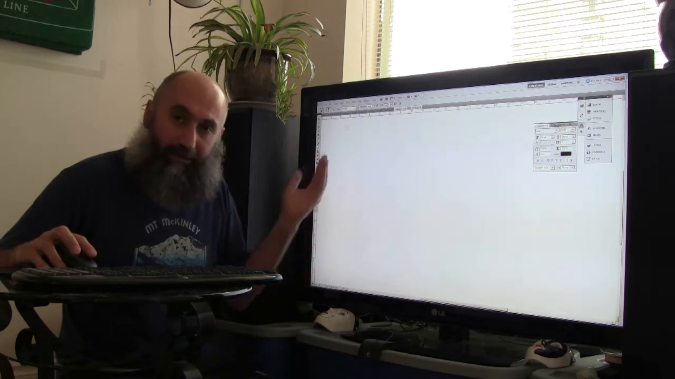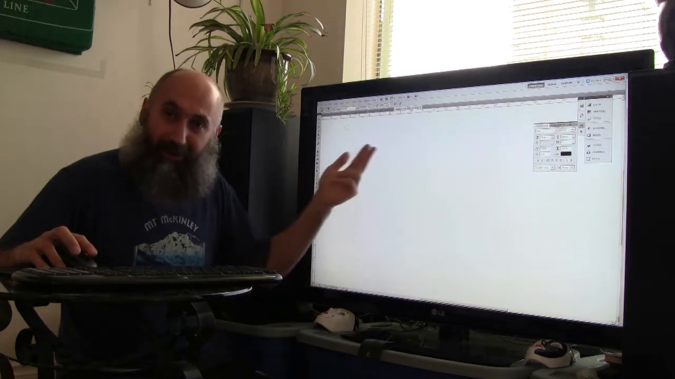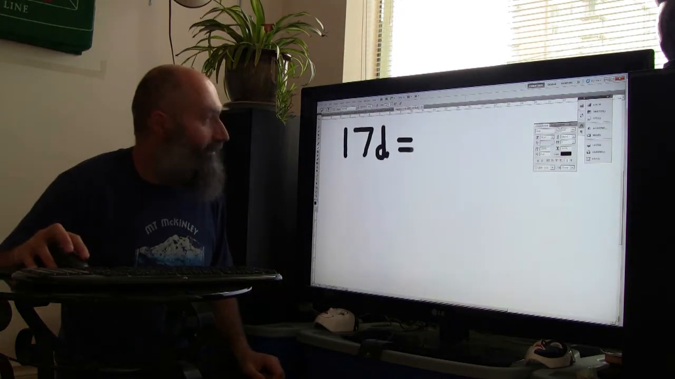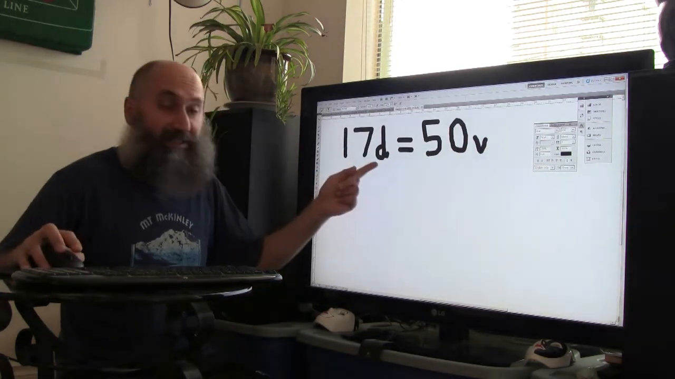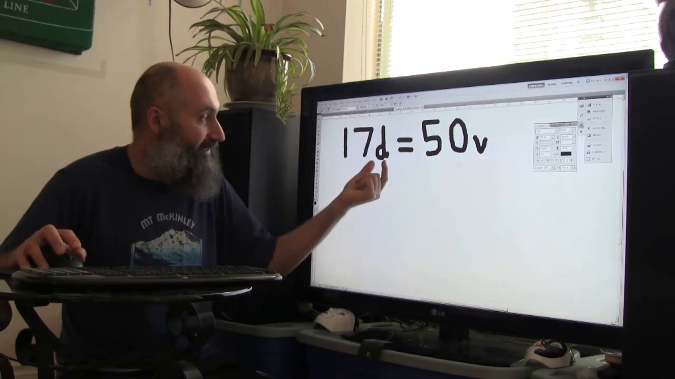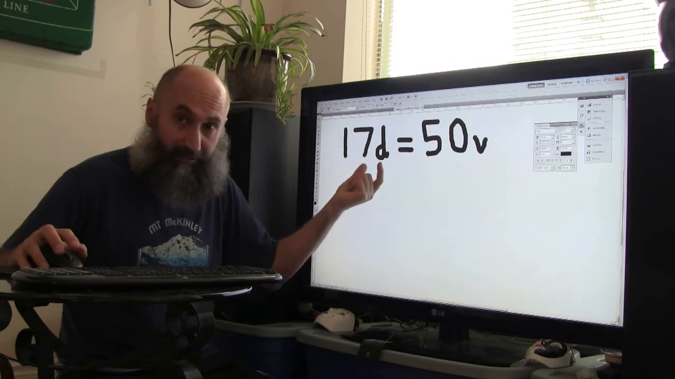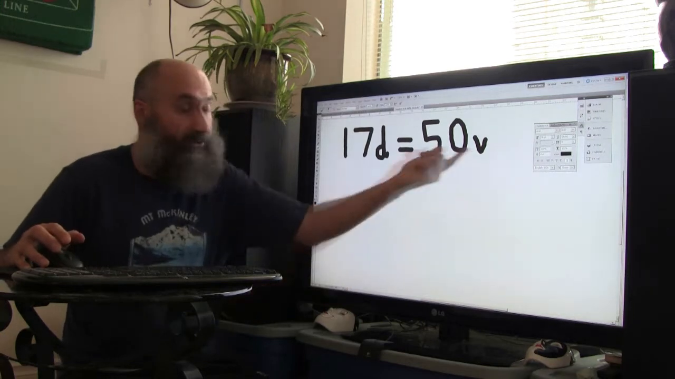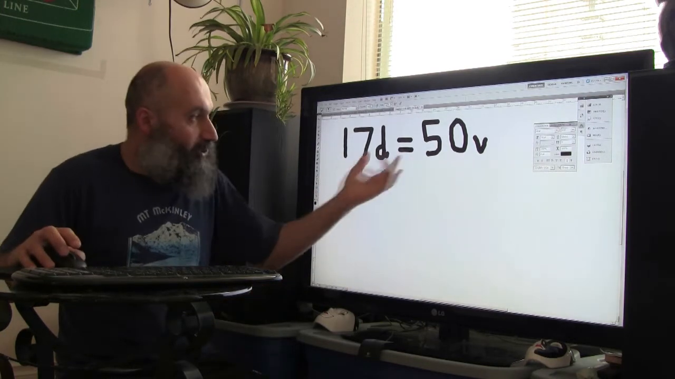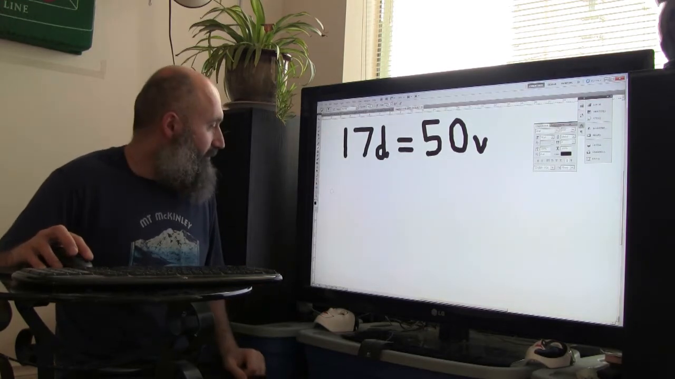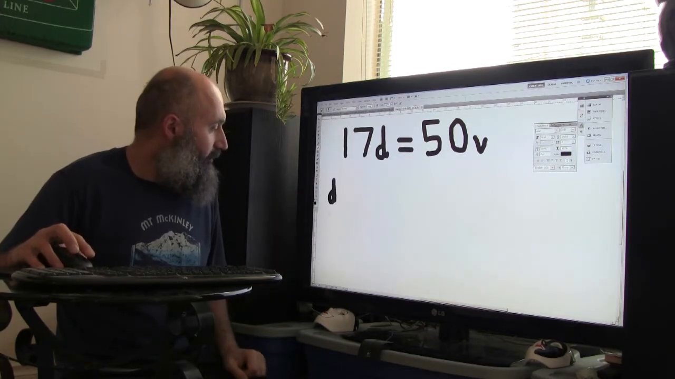This is our unit conversion anchor point. So 17 days is equal to 50 videos. 17D, D for days, is equal to 50V, V for videos, right? And these are our units. D represents days, that's a unit, and V represents videos, or units of videos, right? So the ratio I'm going to set up is D over V, days over videos, okay?